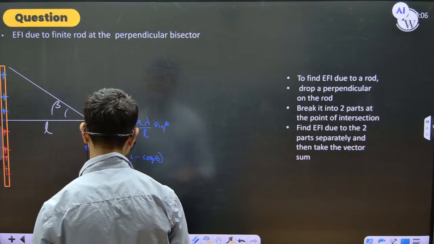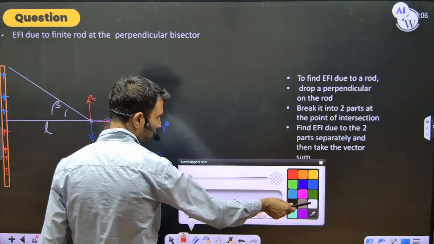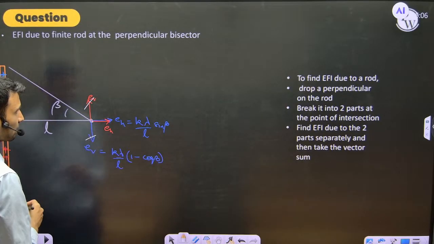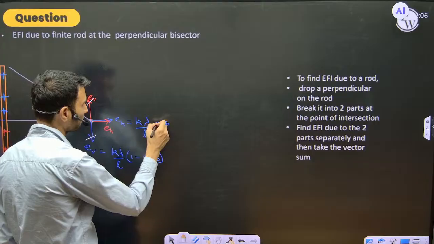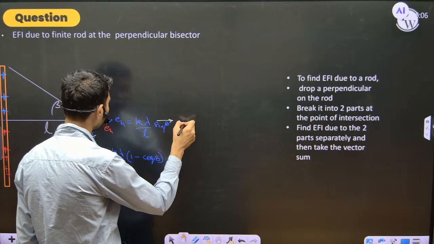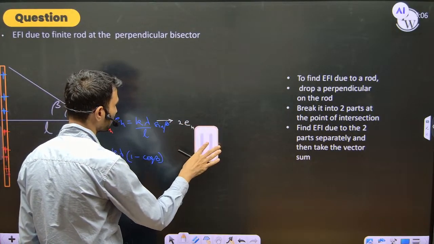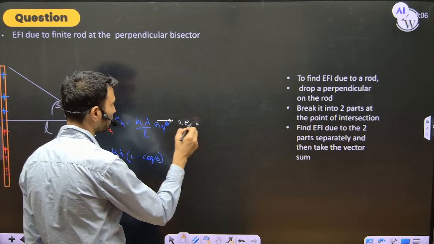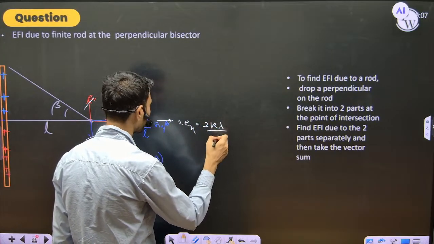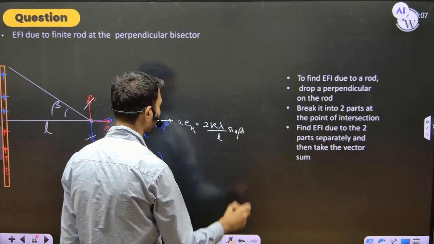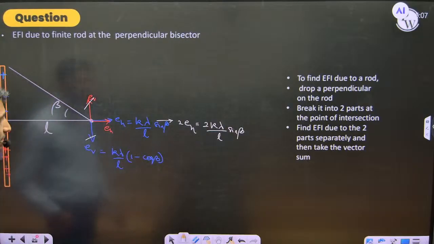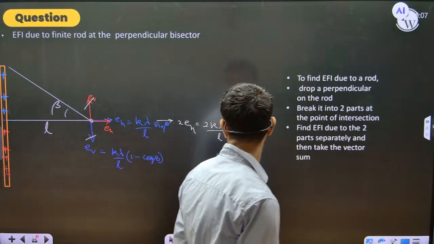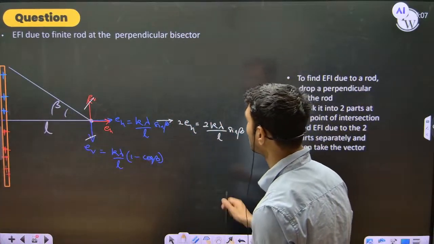So what will happen to the vertical fields? EV and EV will get cancelled, and in the horizontal direction it will add up, and we'll get 2EH. Okay, and that's equal to 2K lambda by L into sine beta. Right? And verticals will get cancelled. So that's the formula for electric field due to a finite rod at the perpendicular bisector.